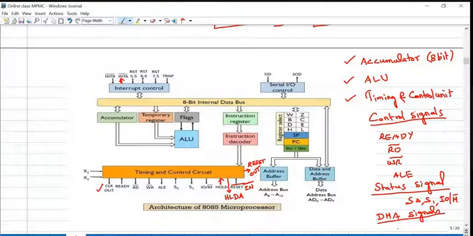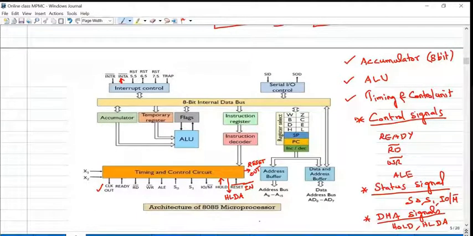Some integrated circuits or devices do not have an inbuilt data bus or address bus. They require the microprocessor to utilize its address and data bus. For that, there are two signals: the hold signal and the hold acknowledgement signal, HLDA. So control signals, status signals, and direct memory access signals.